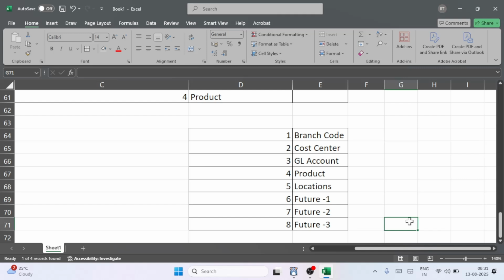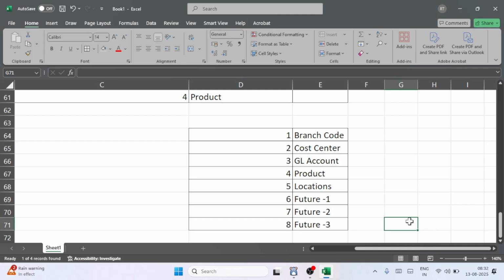And if there is an increase in business, then there is a need of another dimension. In this scenario, we will not change the chart of account. We generally do is to we use these future 1 and 2 and 3 segments to cater the future reporting requirements. And we'll change the name from future 1, 2, 3 to different naming convention.